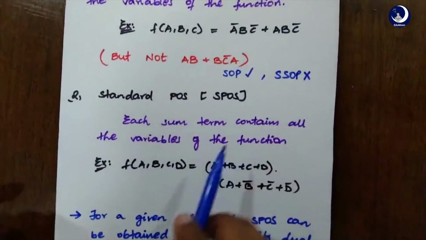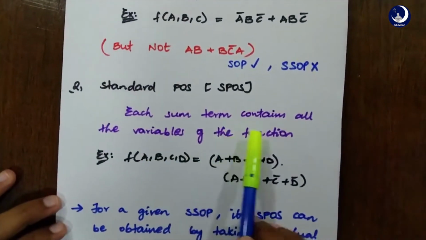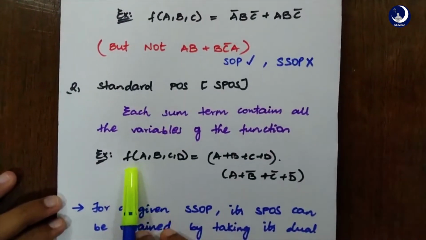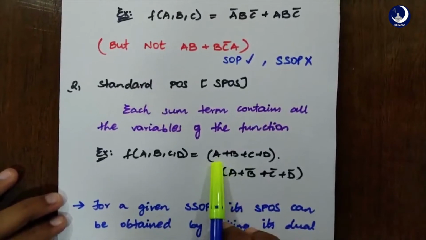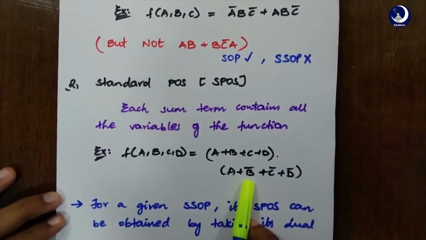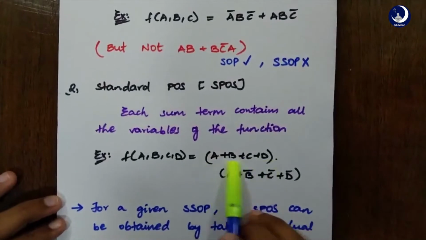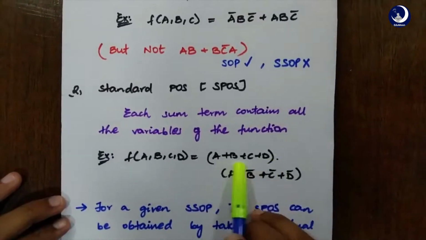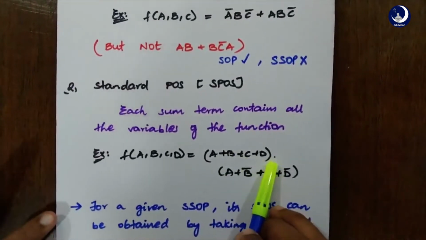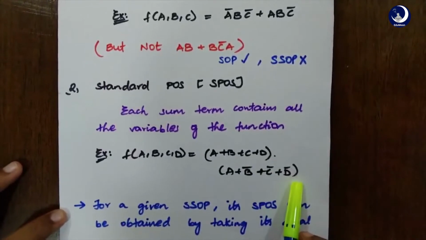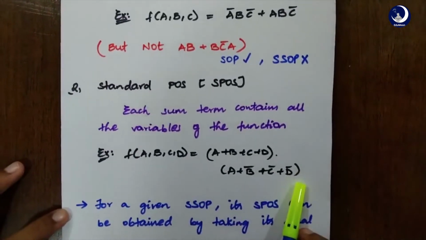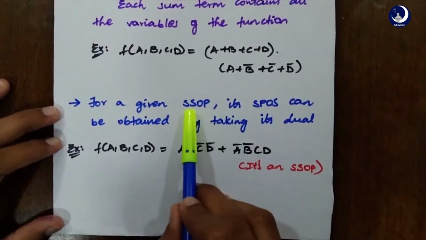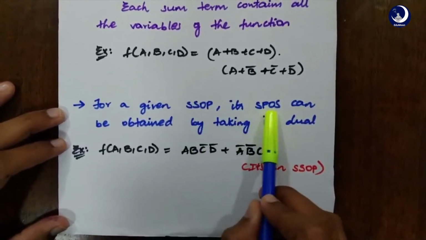Now, standard POS. The definition says each sum term contains all the variables of the function. For a given function like f of a, b, c, d, we have (a plus b plus c plus d) and (a plus b bar plus c bar plus d bar). As this term has all the variables of a, b, c, d, present in some form or other, it can be b bar, c bar, anything, but this term has all the variables. Even this term also has all the variables. So this is a standard POS. I hope you are clear with these two conventions.